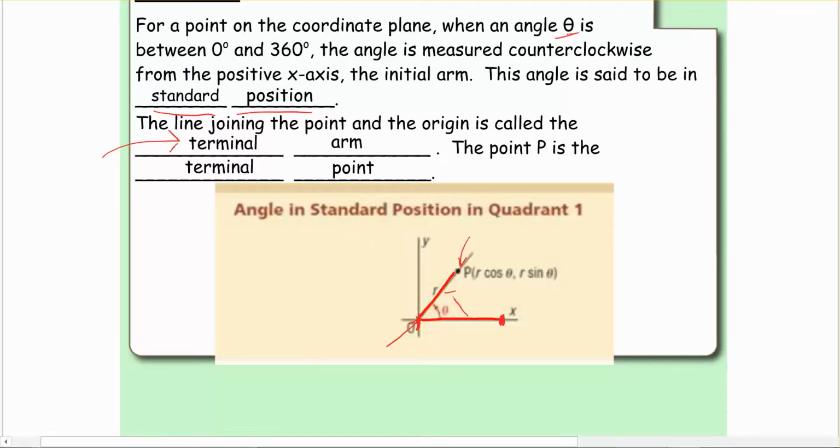So if you have an angle, the end of my angle is at that arm. The point P is the terminal point, we call it. Point P there, that's where the angle ends. We call that the terminal point.